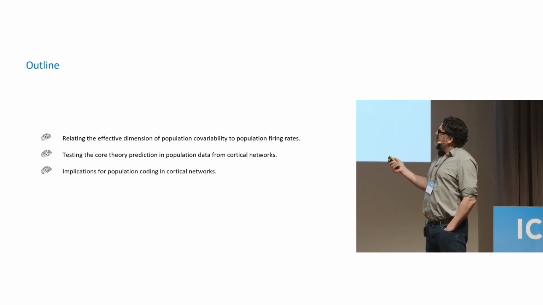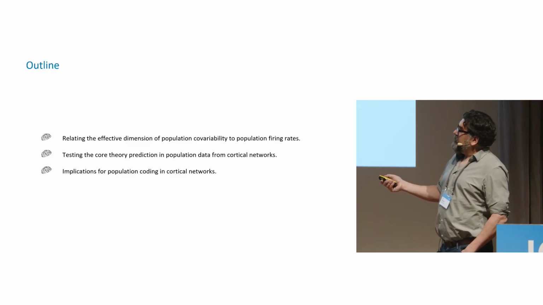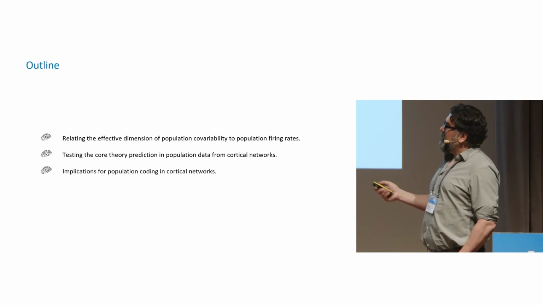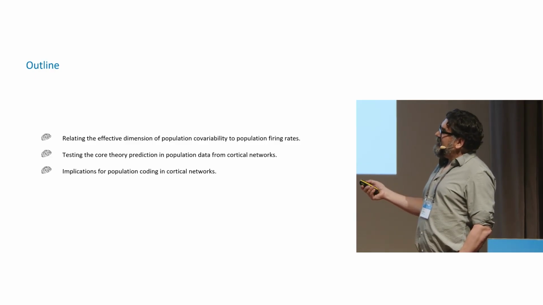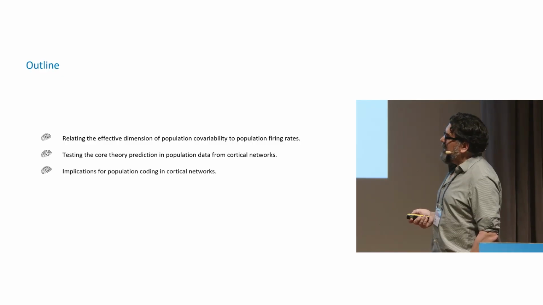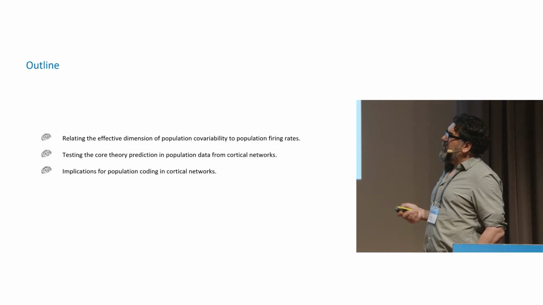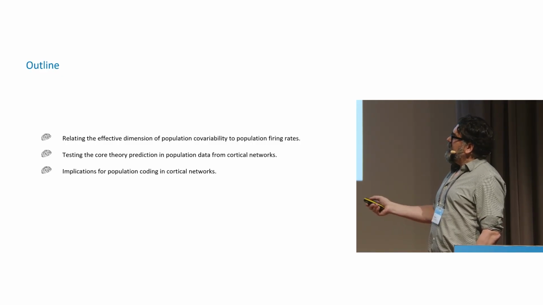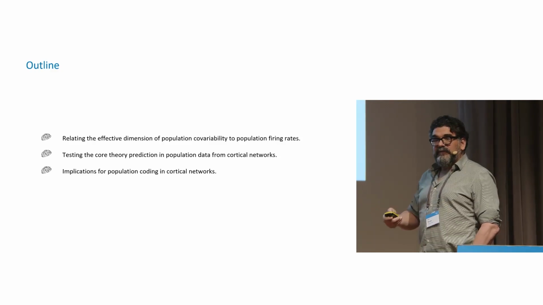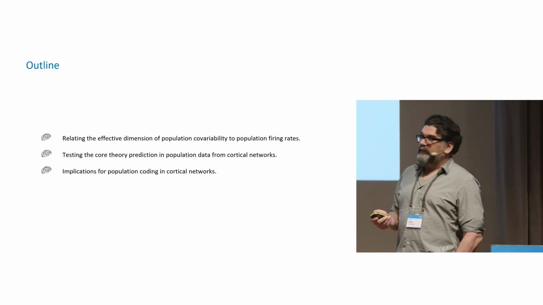Okay. So as an outline for my talk, I'm going to do what I just claimed I'm going to do. I'm going to relate these two things. We're going to test a prediction that comes from this in a vast array of data across a bunch of different animal species, and then we're going to look at implications of this for population coding in the nervous system.